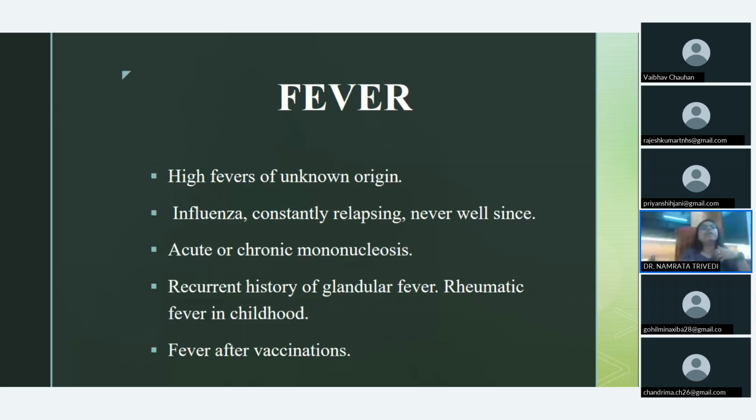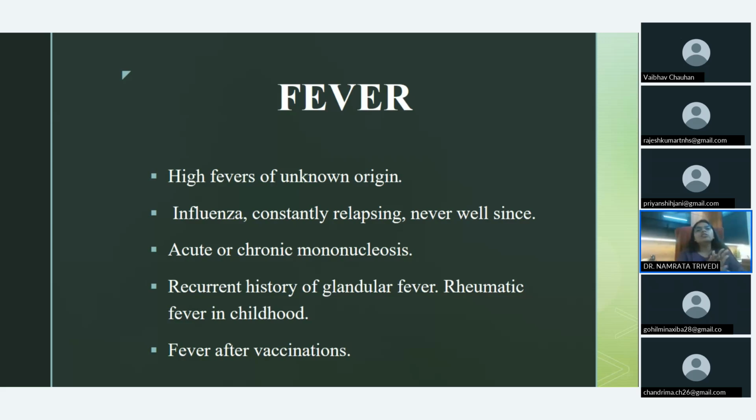Now the fever. We can see in the earlier case, carcinosin can also be given in the mononucleosis cases, where there is a never well since mononucleosis. Mononucleosis is a viral infection. It is due to the Epstein-Barr virus.